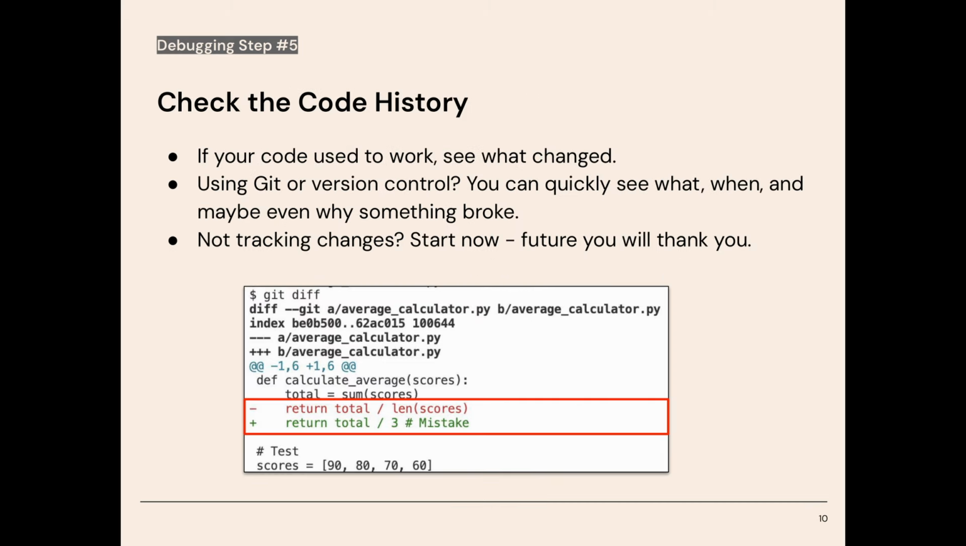Step number 5 is to look at the code history. If you're not tracking changes to your code files, then there's no history to compare to, so you can skip this step. But if you are using version control or another way of tracking changes, it's very useful to look at what changed since the last time the code worked. So even a simple git command like git diff will compare the current version of the code with the earlier version that hopefully had the correct logic. So you might notice that a certain line of code changed that may be accounting for what's causing the problem.